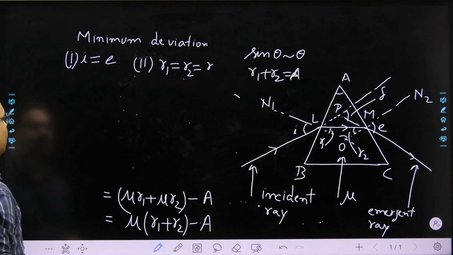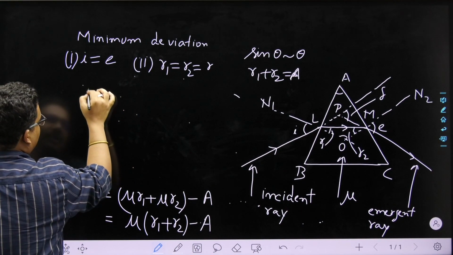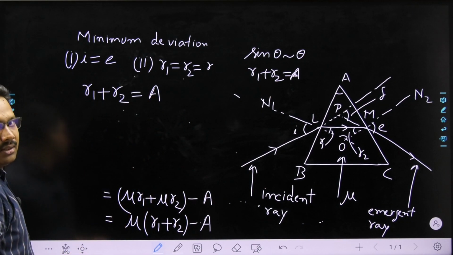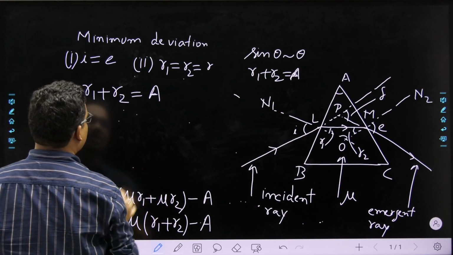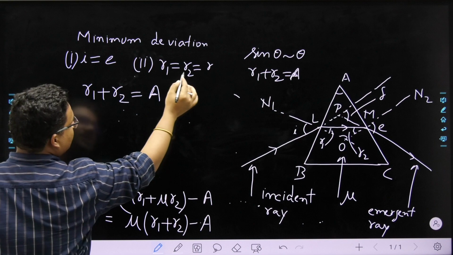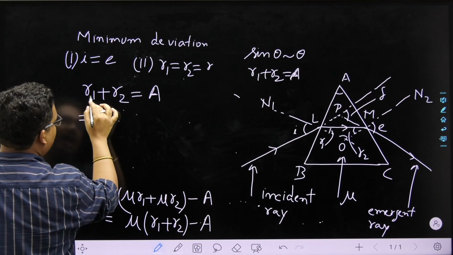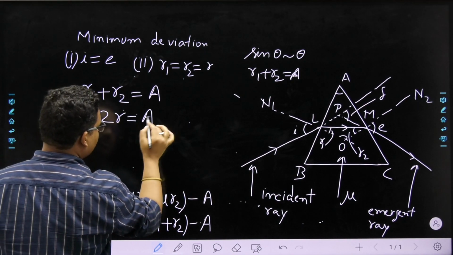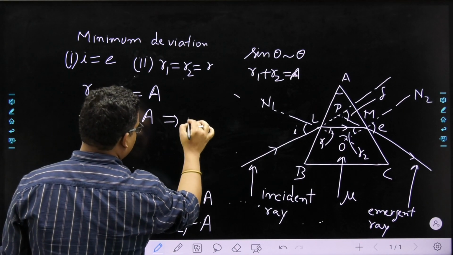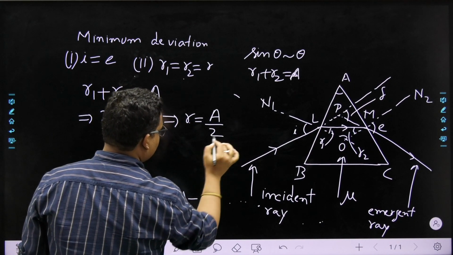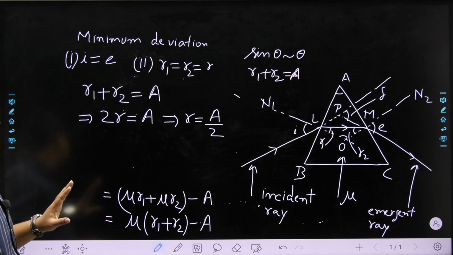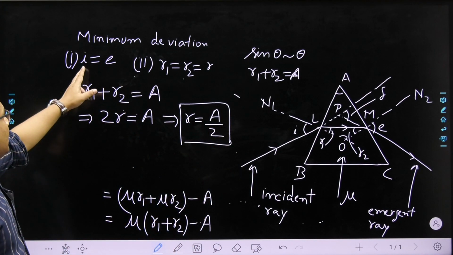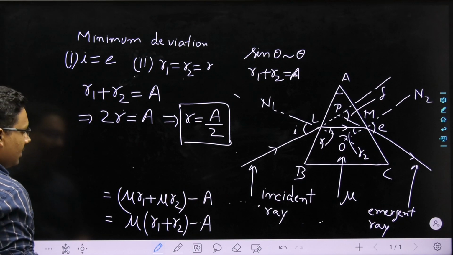Now, what will happen with the value of A? We know the equation that r1 plus r2 is equal to A, clear. So if r1 is equal to r2 equals r, then it will become r plus r equals A. So it will become 2r equals A. Therefore, from here we can write r equals A by 2, clear? This is clear? Next, i is equal to e.